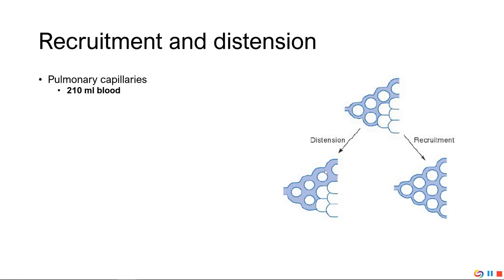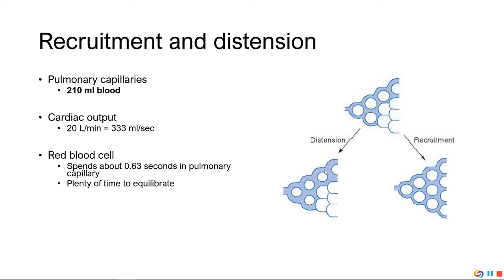So what happens is our pulmonary capillaries can increase their blood volume by about 3 times. So we go from 70 up to 210. We take that cardiac output that's 20 liters a minute. That gets us to 333 mils per second, like we were talking about. And so now our red blood cell is spending 0.6 of a second in the pulmonary capillary. And this 0.6 of a second here, and then the 0.8 that we were talking about earlier, that's our transit time. And since 0.63 is greater than 0.4, we still have lots and lots of time to equilibrate.